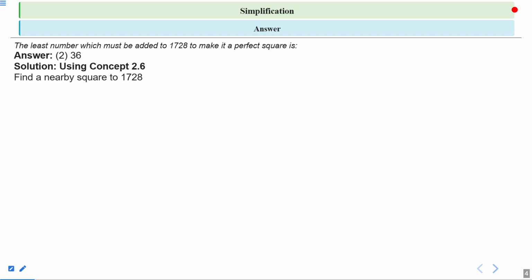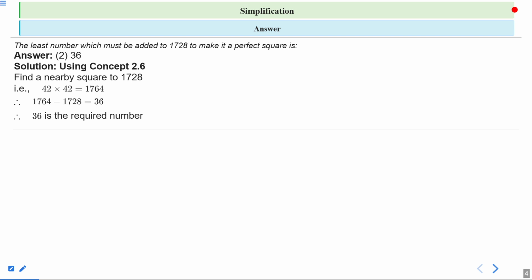First we need to calculate a square number nearby to 1728. When we calculate, we get 42 multiplied by 42, which becomes 1764. Now we can clearly see that our number is 1728, but the perfect square number is 1764. So we just subtract: 1764 minus 1728 becomes 36. If we add 36 to the given number, it will become a perfect square number. So second is the correct answer.